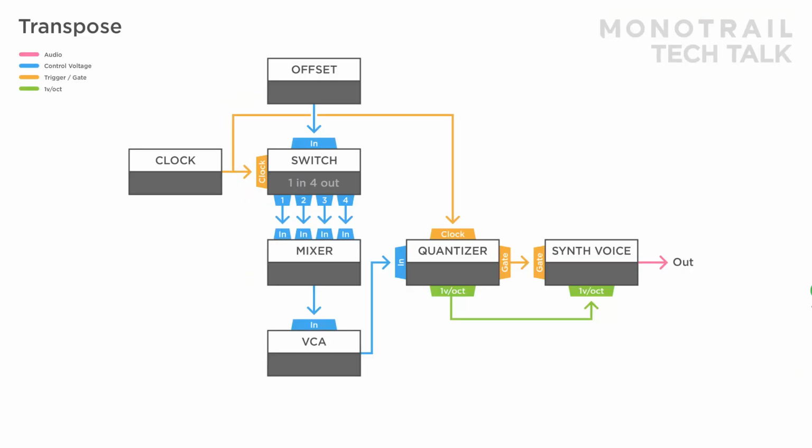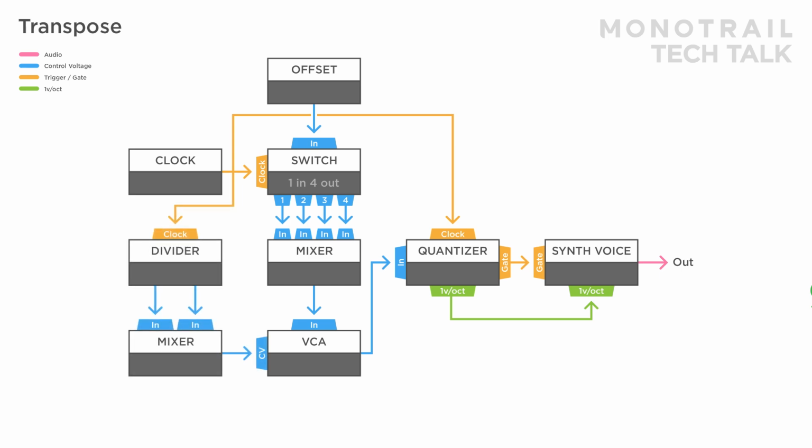You can experiment with creative modulation. For example, use a clock divider and a mix of slow divisions to scale the sequence with a VCA. This creates steady tempo sync changes to the sequence.